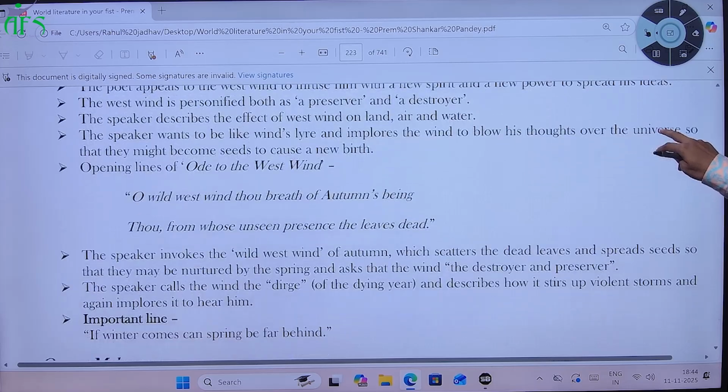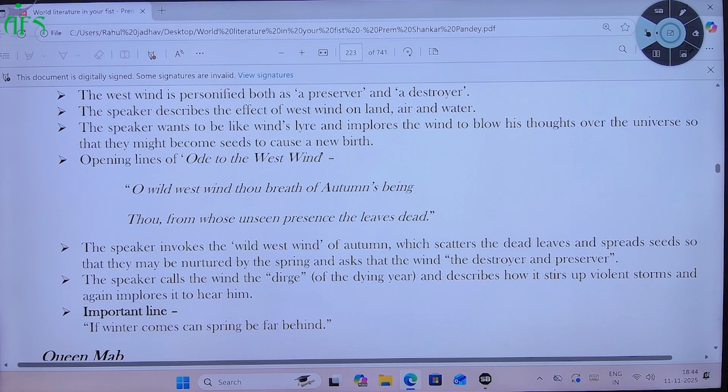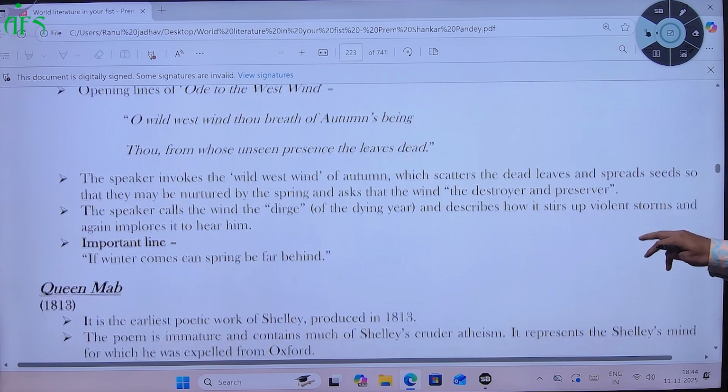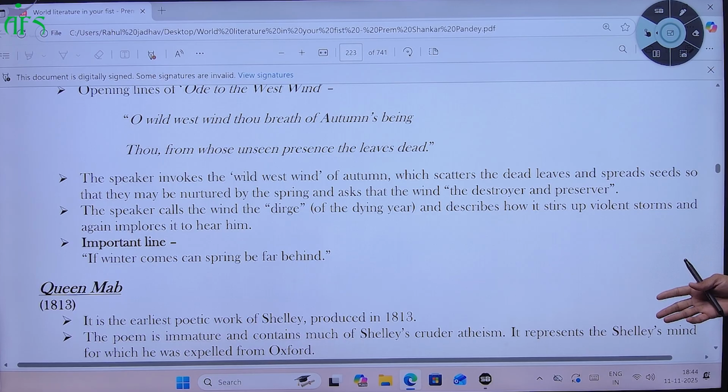The opening lines of Ode to the West Wind are: O wild west wind, thou breath of autumn's being, thou from whose unseen presence the leaves dead. So he invokes the wild west wind of autumn which scatters the dead leaves and spreads them so that they may be nurtured by the spring, and asks that the wind, the destroyer and the preserver. He calls the wind the dirge of the dying year, and describes how it stirs up violent storms, and again implores it to hear him. The important line is, if winter comes, can spring be far behind. Exactly, this is the prominent line.